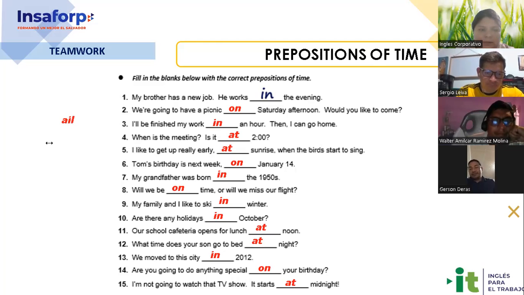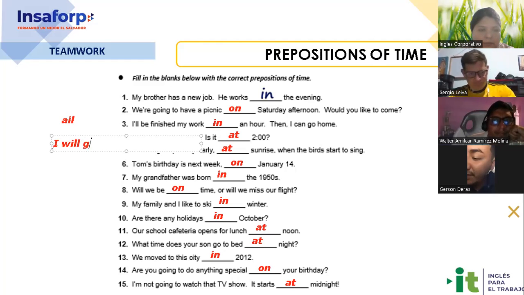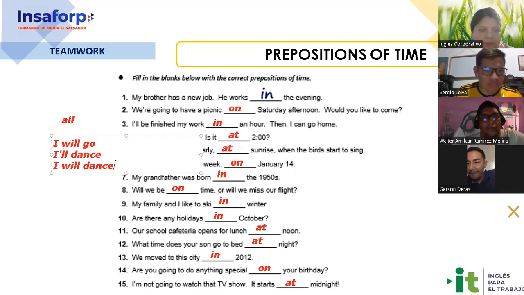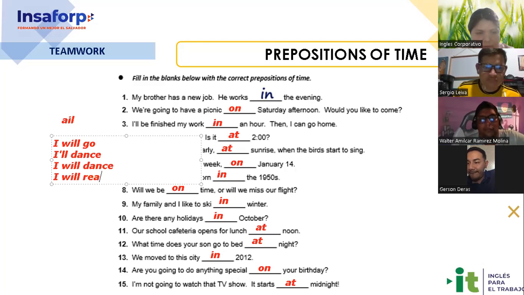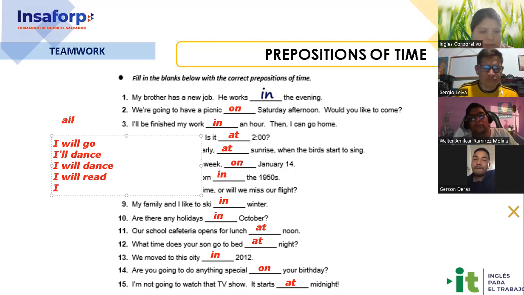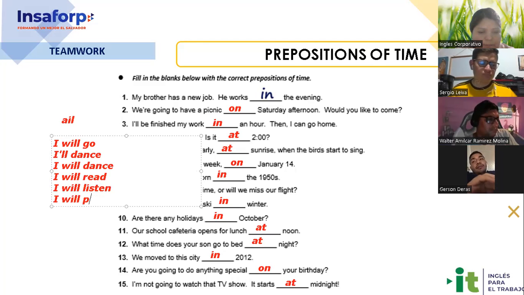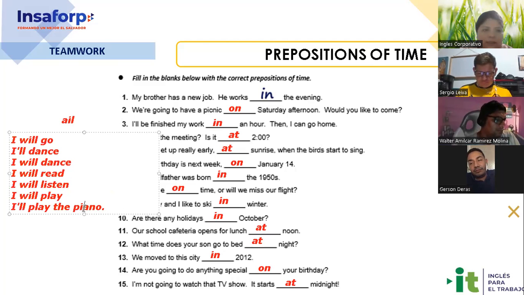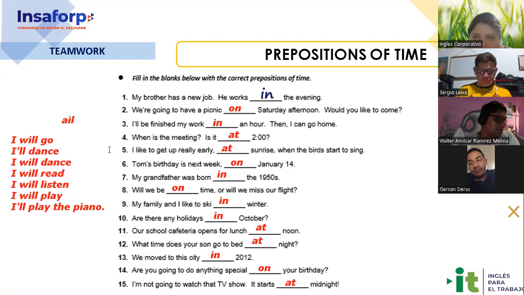I'll. Ajá, recuerden que esa es la pronunciación de I will. Es la contracción de will, right? I will, I'll. Y luego ustedes ubican un verbo base para hablar de futuro. Bailaré. I will dance. Entonces, la sugerencia que yo les doy, chicos, es que empiecen a practicar los verbos. Porque aquí solo van utilizando la estructura de futuro. I will read, I will dance, I will listen. I will play the piano. Tocaré el piano. Bailaré, leeré, escucharé.